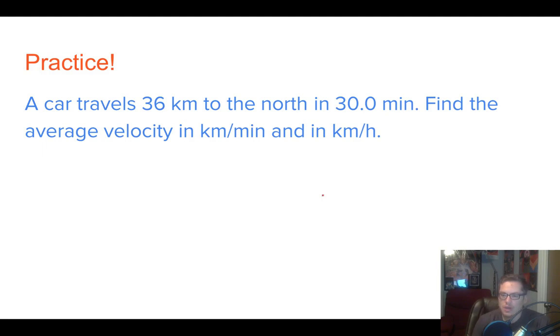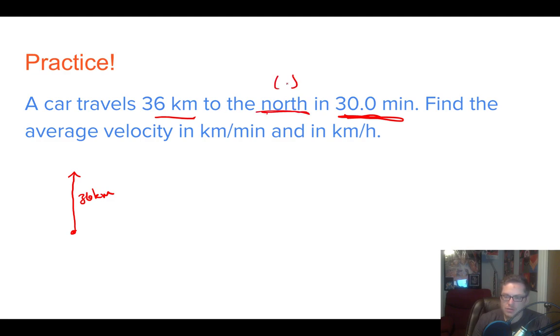So let's do a practice problem. A car travels 36 kilometers to the north. So it started somewhere, went to the north 36 kilometers, and it took 30 minutes for it to happen. So 36 kilometers north and 30 minutes. So notice that it says to the north.